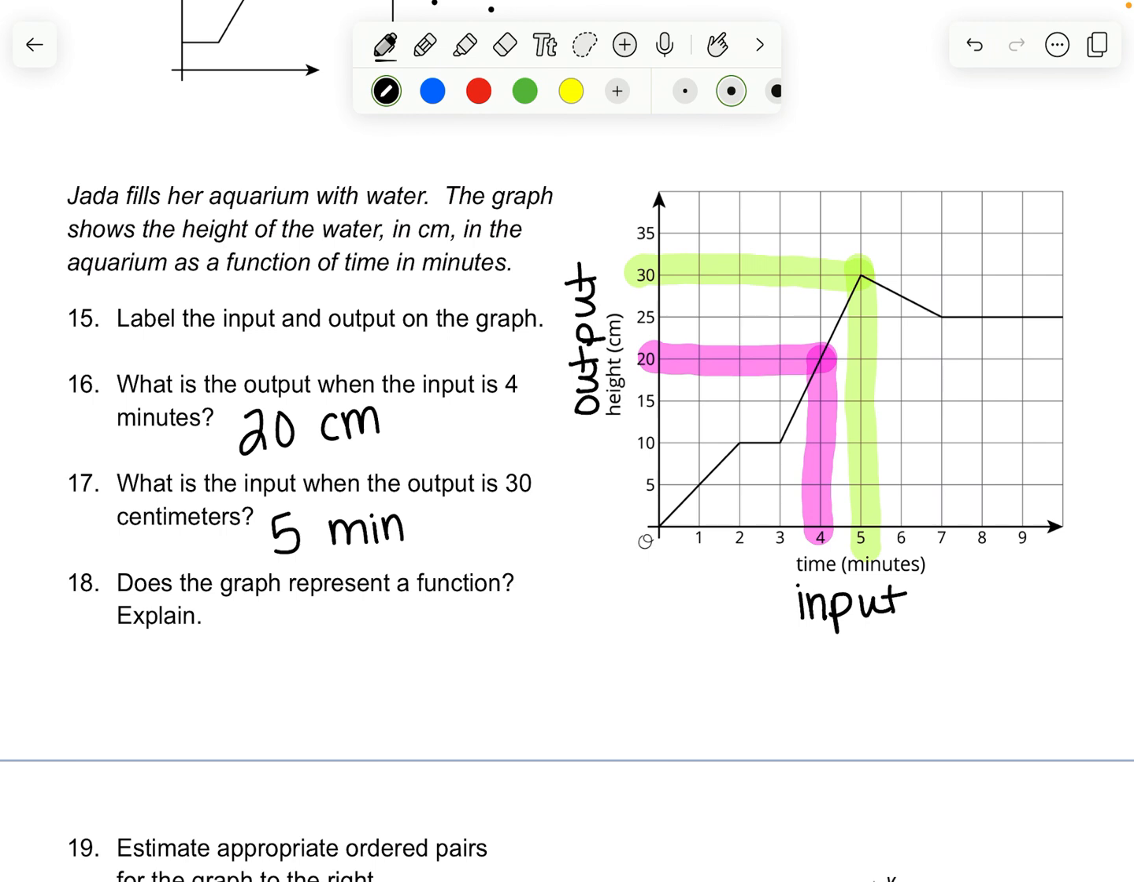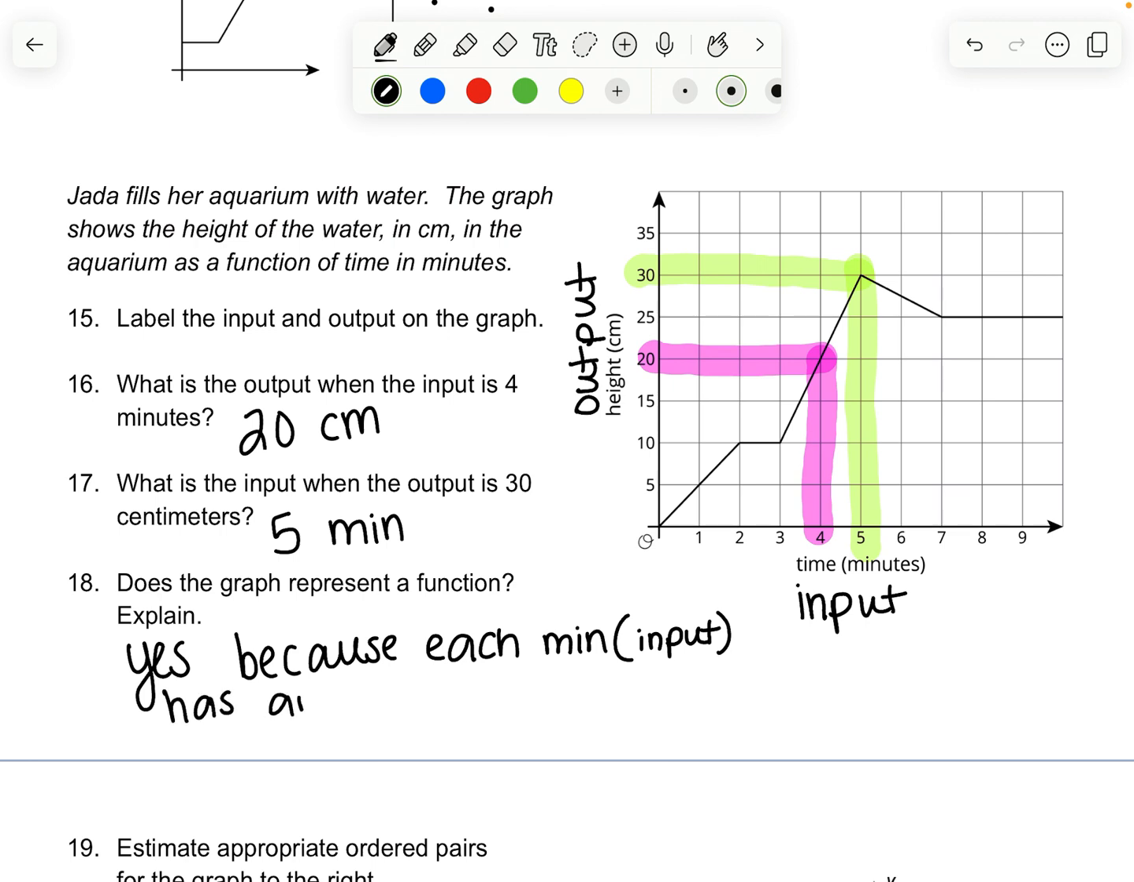And for number 18, does the graph represent a function? Explain. Yes, this particular graph does represent a function because each minute, I'm going to put input in parentheses, has an output. And I'm going to put height, centimeters.